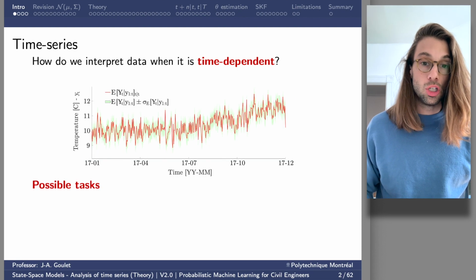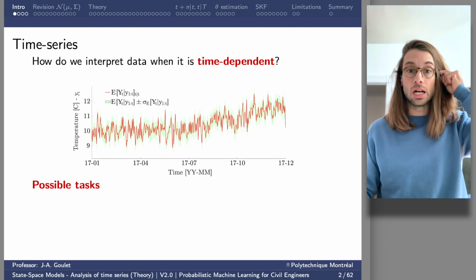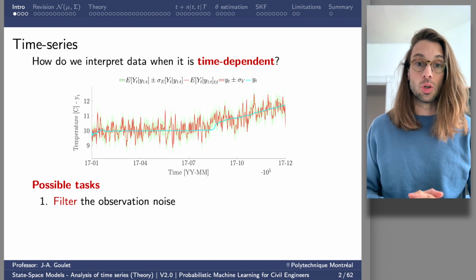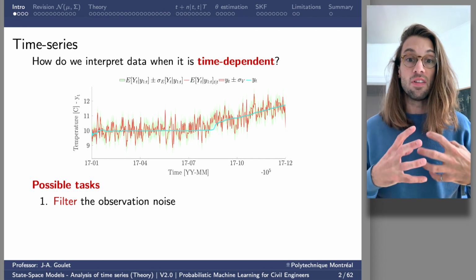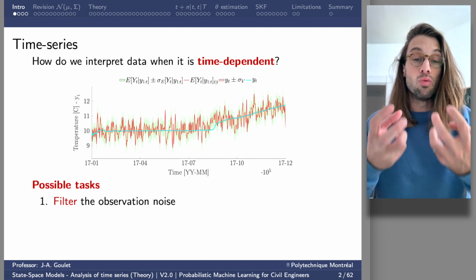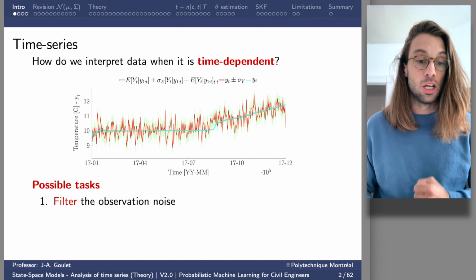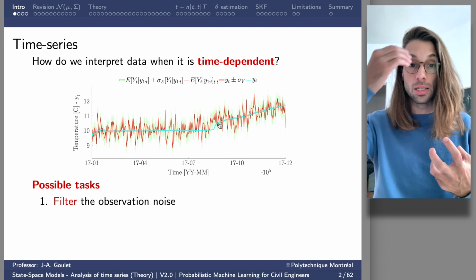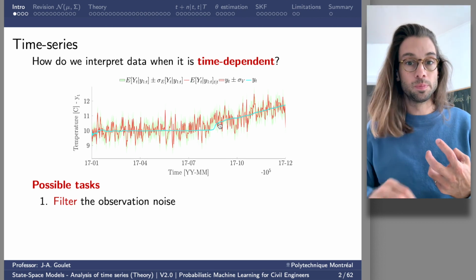So what do we want to do? What are the possible tasks with this time series? It could be, first, to filter the observation noise, to remove the variability associated with the observation process from the raw data, and to infer the line here in cyan that would represent the expected value for the underlying process of our time series.